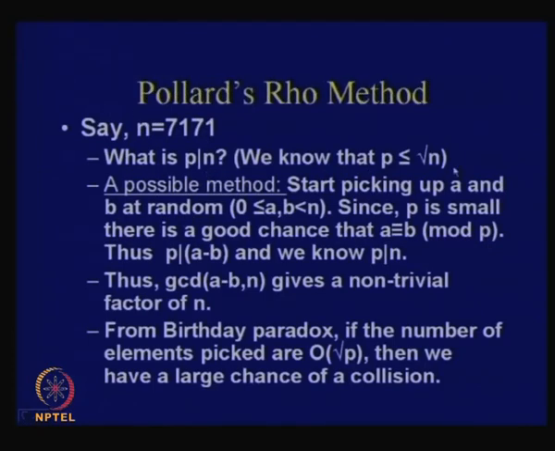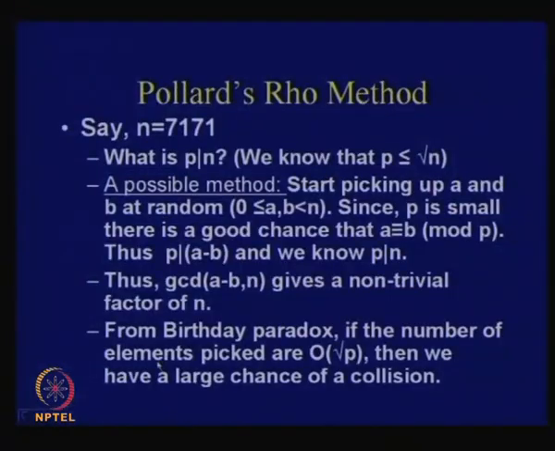You see that we know that p must be lesser than or equal to square root of n. Okay. So, we know that. So, therefore, a possible method could be like this, like you randomly choose 2 points a and b, okay, and you find out modulo p. So, if your p is a small number, then there is a very large chance that a and b will be congruent to each other modulo p, right. So, what does it mean? p divides a minus b, okay, and we also know p divides n. So, that means if I compute the GCD of a minus b and n, then I should be able to get one non-trivial factor, right. So, that is the basic point.